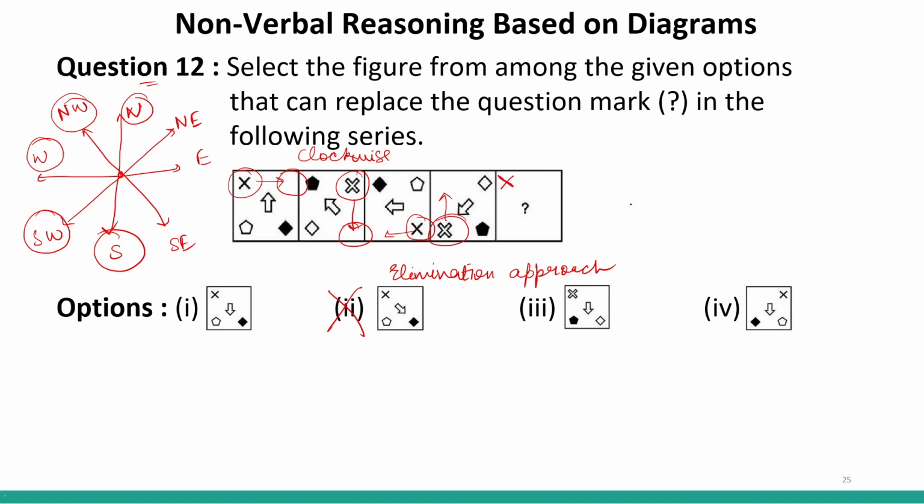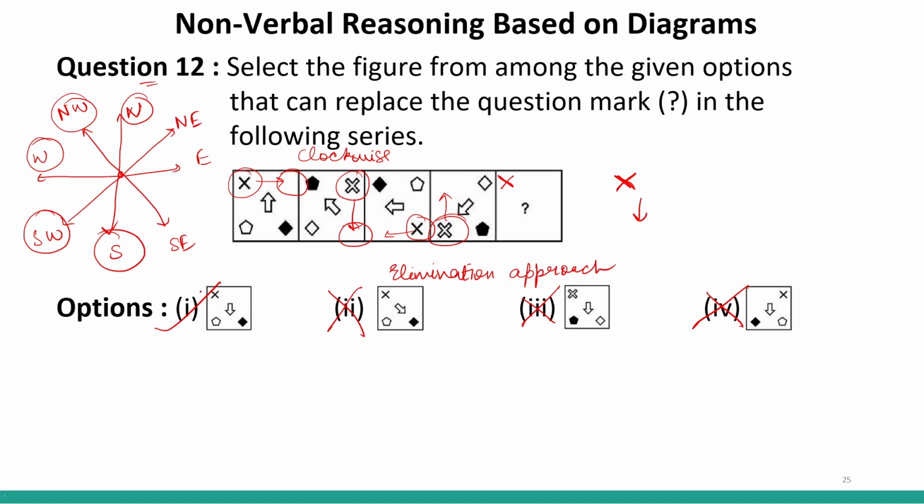So the arrow is down. This is over here, which is shaded. So the shaded arrow eliminates option number 3. Clear? And the arrow will be here, which eliminates option number 4 as well. So the correct answer will be option number 1. Okay? Option number 1 will be the correct answer to this question.